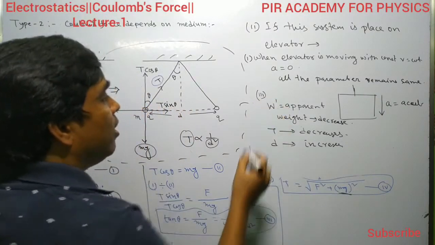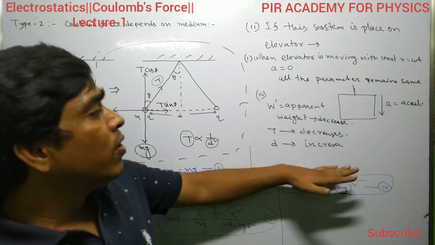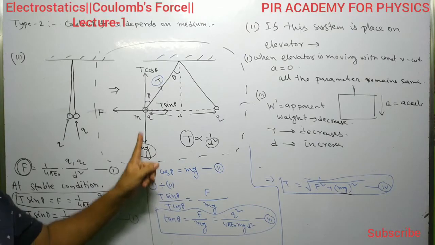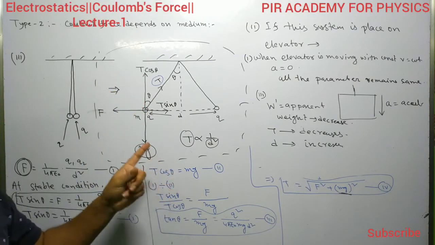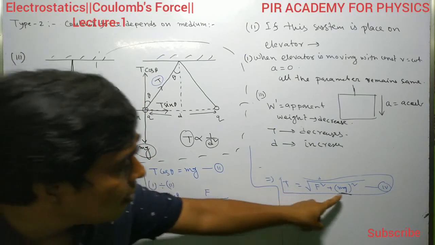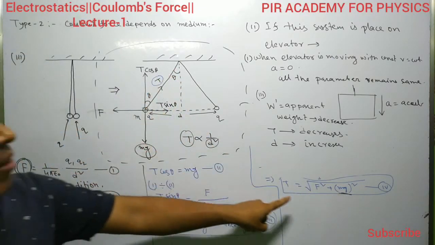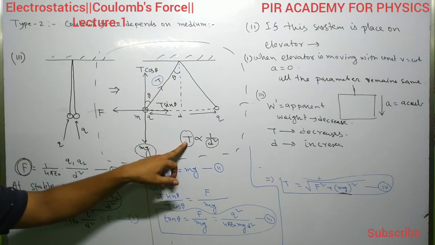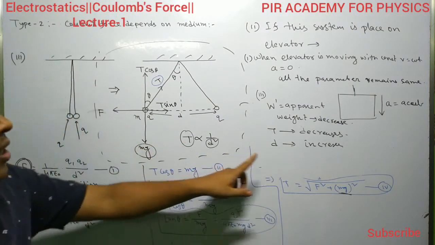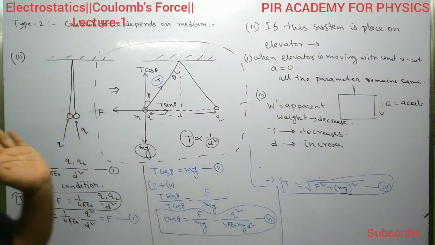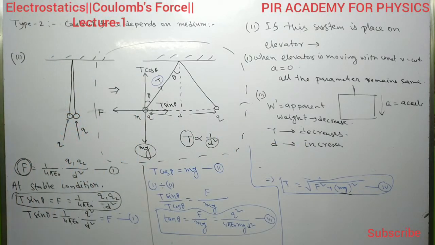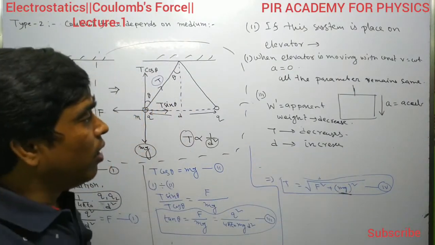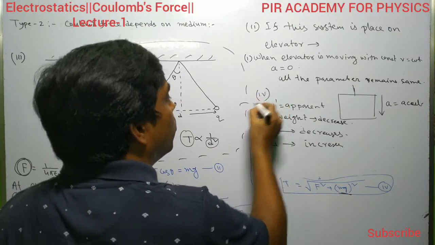So the third condition, if the elevator is moving down with acceleration, then the apparent mass of this bulb will decrease, and if apparent mass decreases, then the tension of this wire decreases. If tension decreases, then the separation between two charges will increase in this condition. Number 4. Suppose this is number 4.